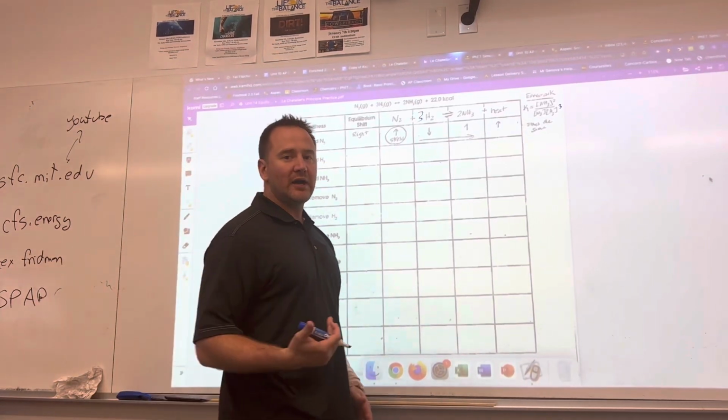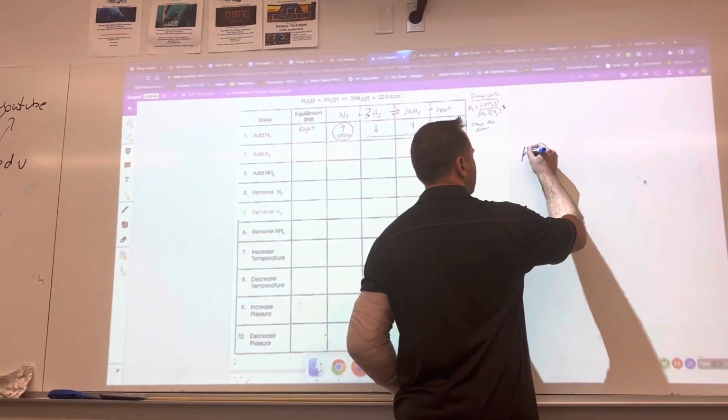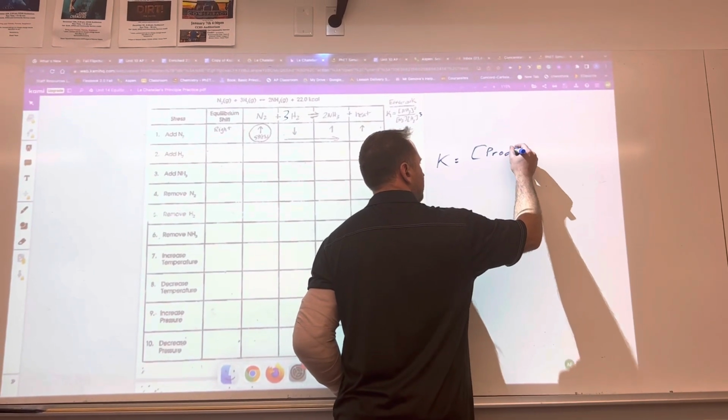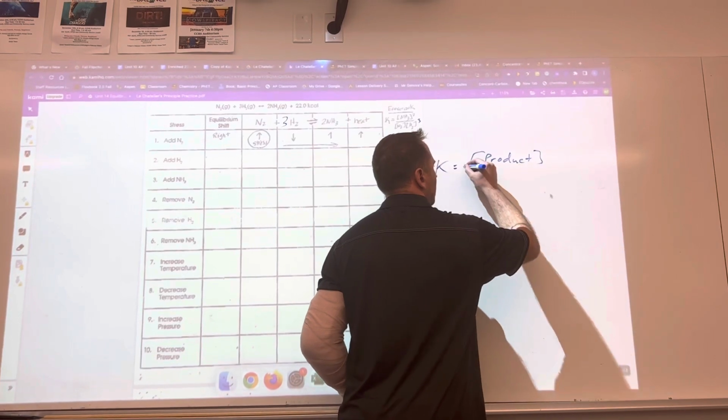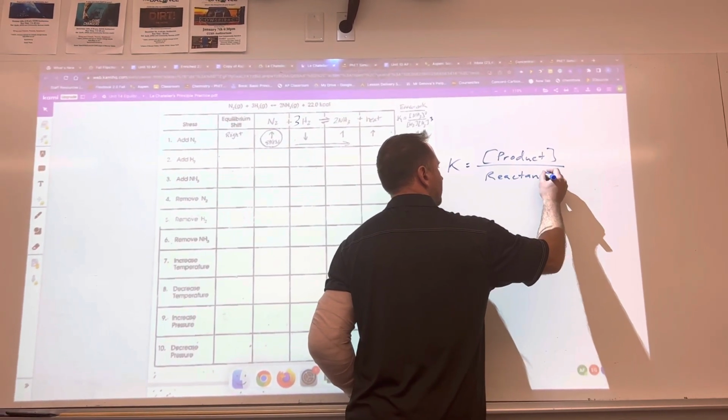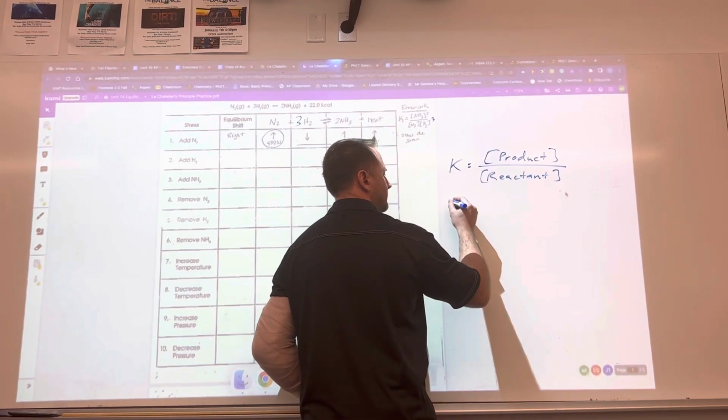So first, since nitrogen and hydrogen are reactants, if we increase the concentration of those, temporarily we're going to have a higher ratio of products to reactants than we normally would at equilibrium, right? So K is our product concentration over our reactant concentration. And I'm just going to write it a little bit bigger for this reaction.